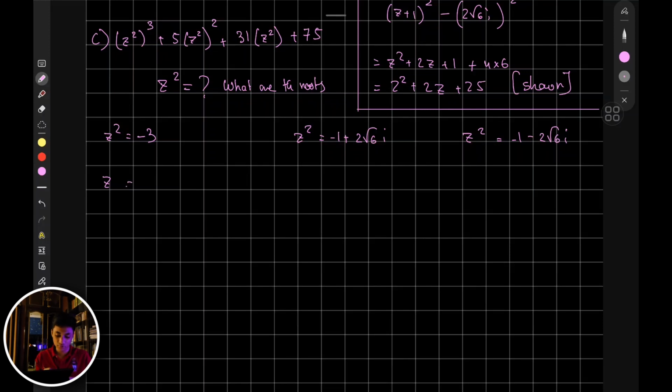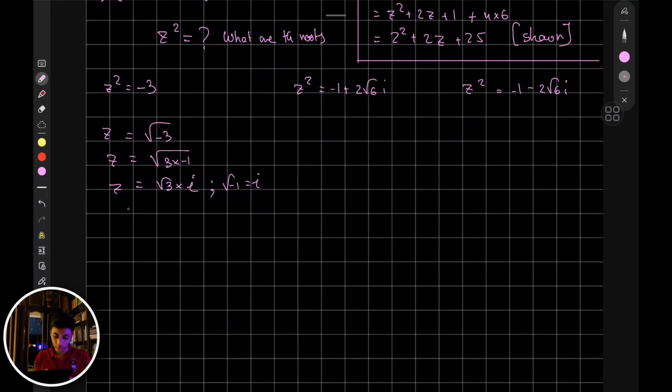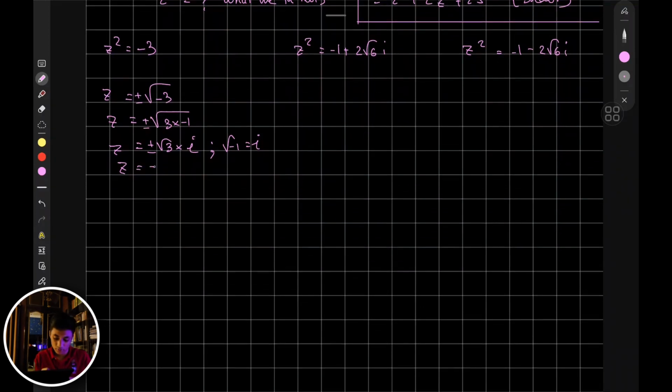Make z the subject and take a root of minus 3. How do you solve this? You say 3 times minus 1. Now z is equal to root 3 times an imaginary number i, since root of minus 1 is i. Therefore, there is going to be a plus minus since you've taken a root. So plus minus root 3i are two values of z. You can say z1 is plus root 3i, z2 is minus root 3i. There are basically going to be 6 values of z.